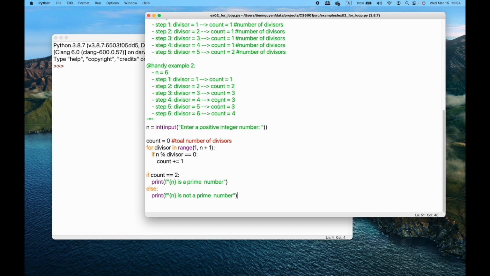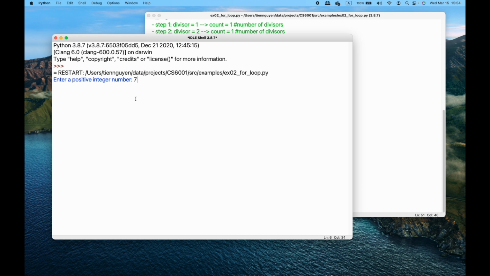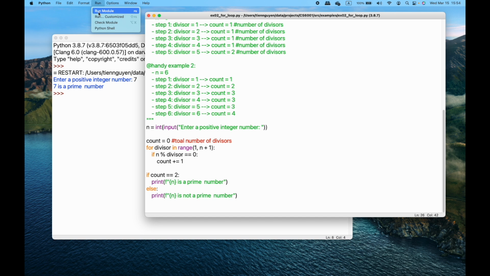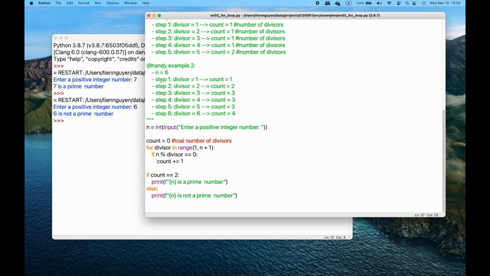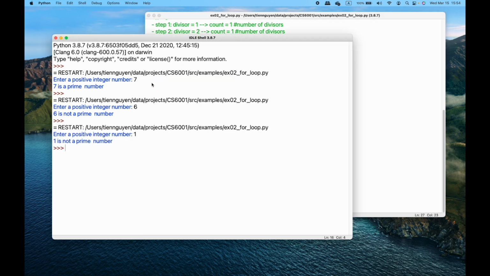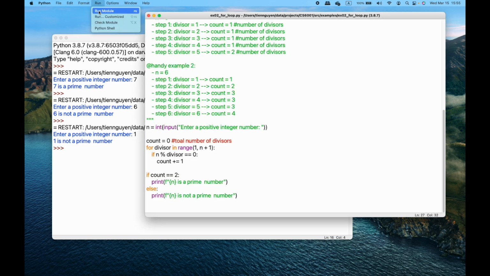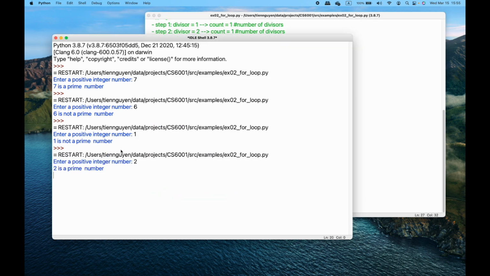Okay, so let's try this program. Let's run it and enter number 7. So number 7 is a prime number. That's it. Let's try with number 6. It's not, so it's right. And then we have number 1. Number 1, yeah, it's not. 100% correct. And let's try with number 2.